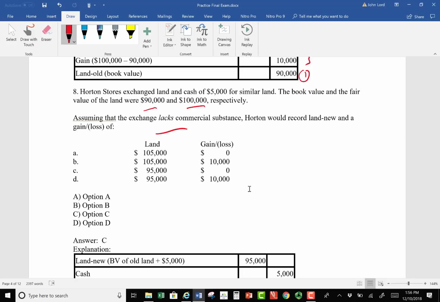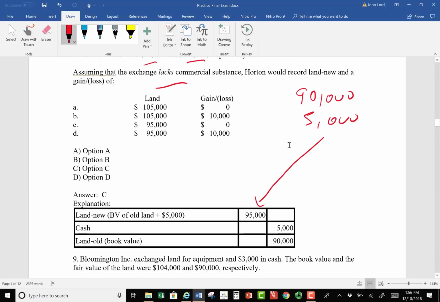0. Okay, and then we have to figure out what the land is going to come in at, and it's book value of assets surrendered, isn't it? So we gave up the land of 90 plus the cash of 5,000. This is why I like using that book value approach, because I don't have to shift gears between having commercial substance and lacking commercial substance. We just don't add gains or losses here because it lacks commercial substance. There is no gain. That is, to me, the better answer here.